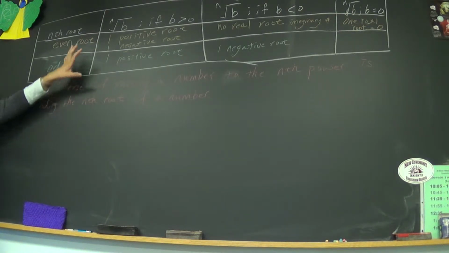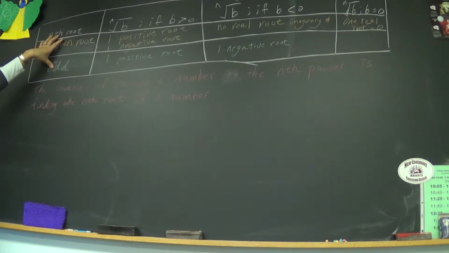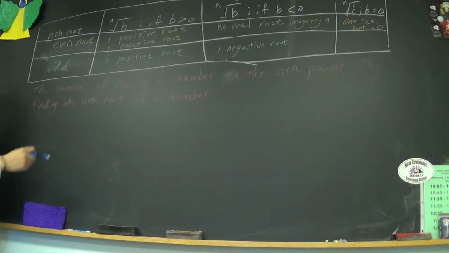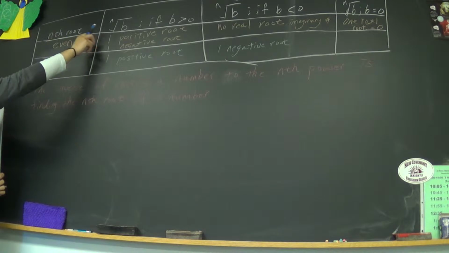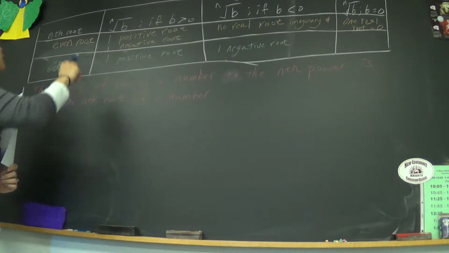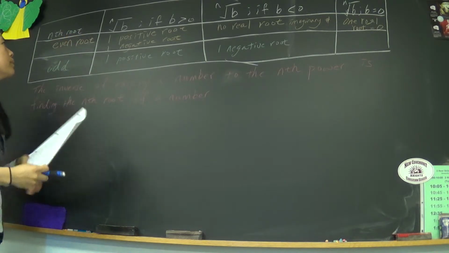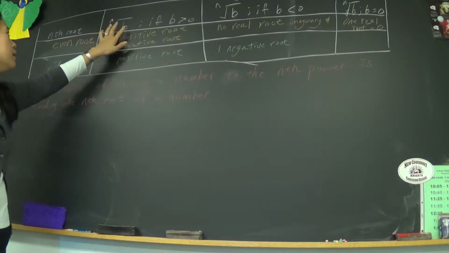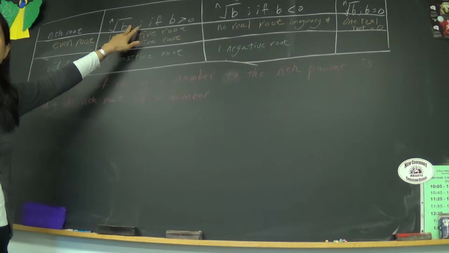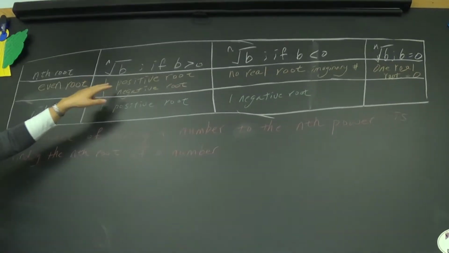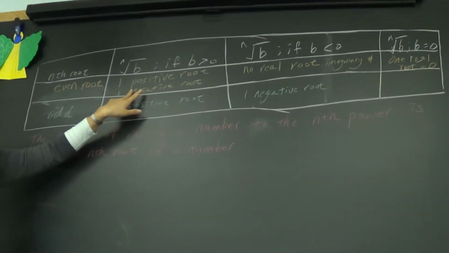Yesterday we talked about the characteristic of the n root and its property. Let's do a little review before we move on. Remember one of these properties, the n root. If b is greater than 0 and the n root is even, you have one positive root and one negative root.